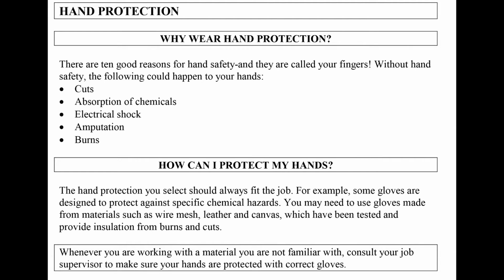The clothing should be inspected to ensure proper fit and function for continued protection. Hand protection. Why wear hand protection? There are 10 good reasons for hand safety, and they're called your fingers. Without hand safety, the following could happen to your hands: cuts, absorption of chemicals, electrical shock, amputation, burns. How can I protect my hands?